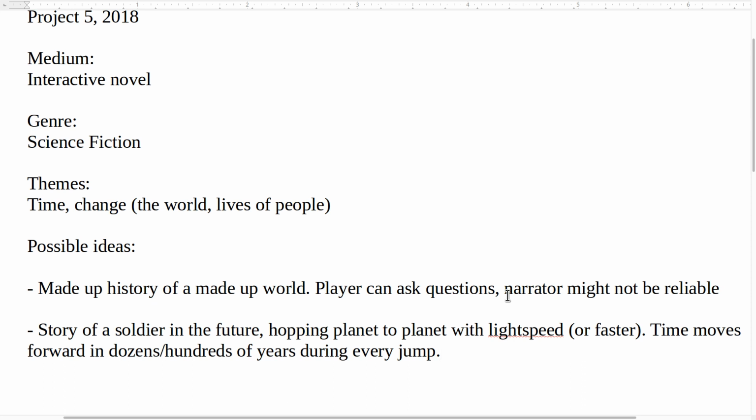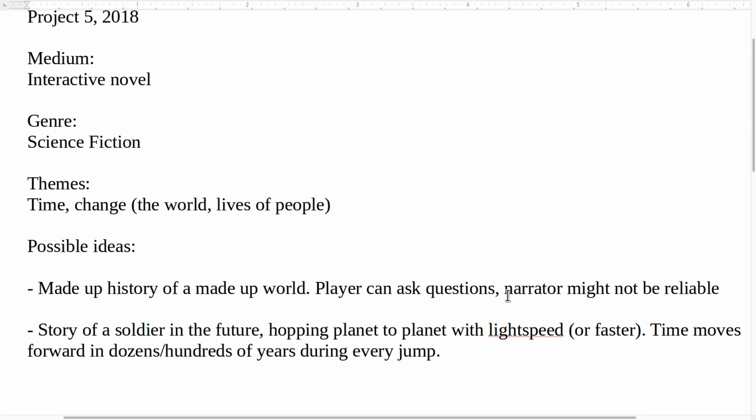It's a great novel. I don't exactly want to retread that exact idea. So I'm thinking of smaller jumps. So not hundreds of years all the time, but dozens of years. To have a little bit more of a personal relationship and smaller changes in society.